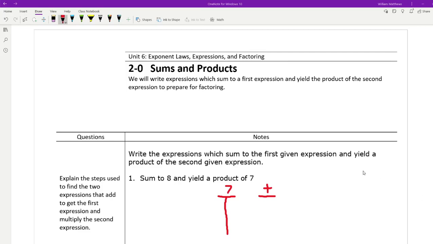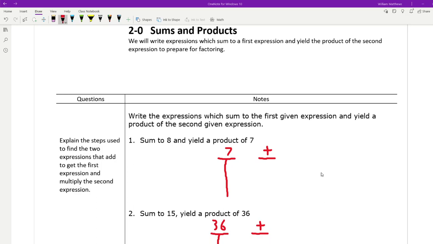Today we will write expressions which sum to a first expression and yield the product of a second expression. We're doing this for setup preparations for factoring. This is one of the steps that we really look into. But let's just jump right into it so we can set up the lesson later.